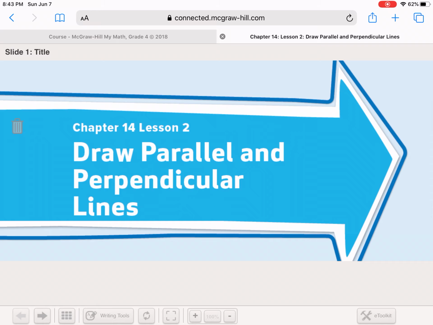We're in chapter 14. I know, he said what? We were just in chapter 11. Draw parallel and perpendicular lines. You remember how excited I got about line plots? Nothing compared to my parallel and perpendicular lines. Mrs. Orlovsky sometimes has trouble with those, you guys.